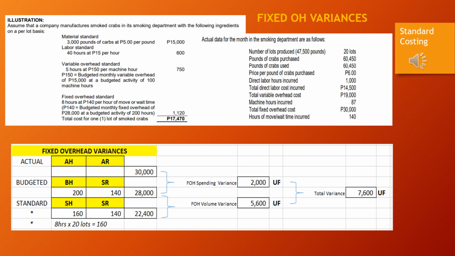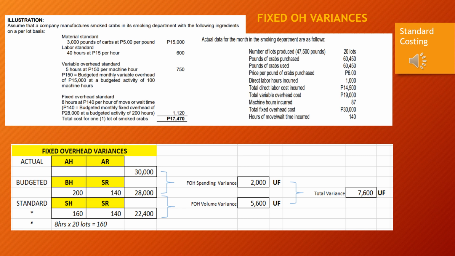Now actual is 30,000 and the budgeted is 28,000. Therefore, the actual is high and we could say that it is unfavorable by 2,000, since the actual is higher than the budgeted. So our fixed overhead spending variance is 2,000 unfavorable, while for our fixed overhead volume variance, the budgeted is higher than the standard by 5,600. So therefore, standard is lower. Therefore, it is still unfavorable to the company, because we did not meet the standard of 22,400.